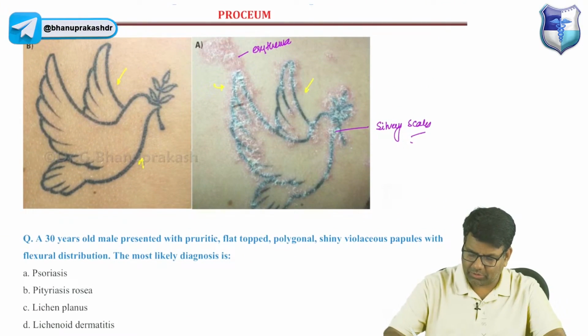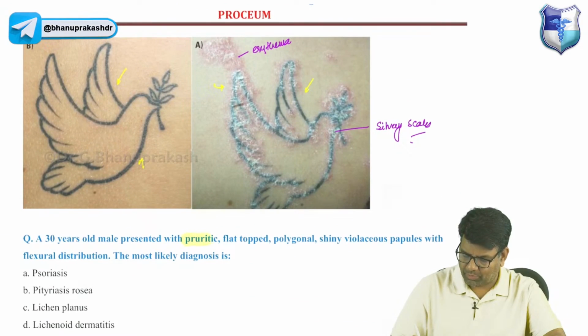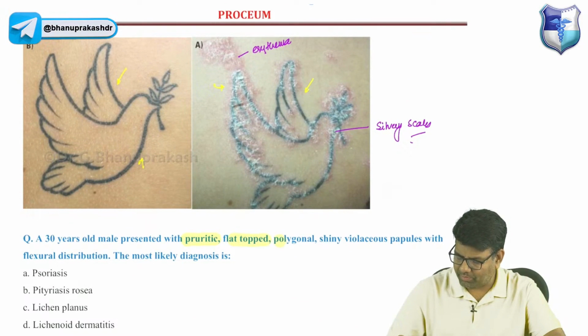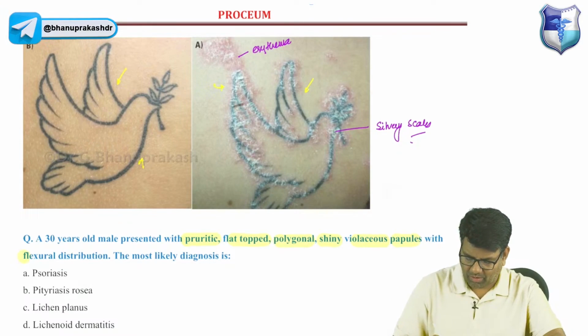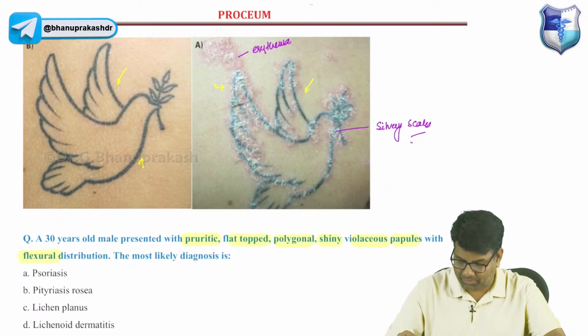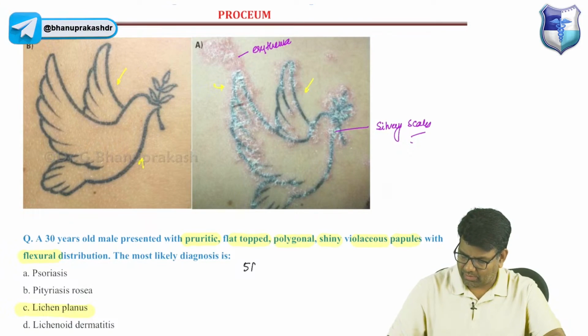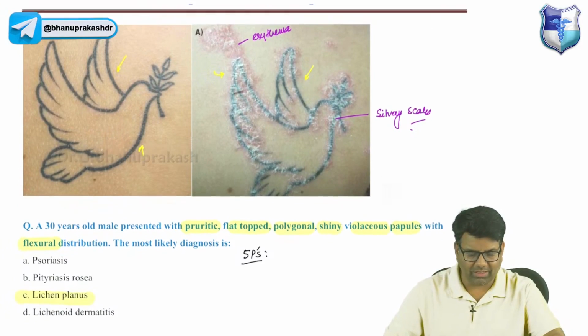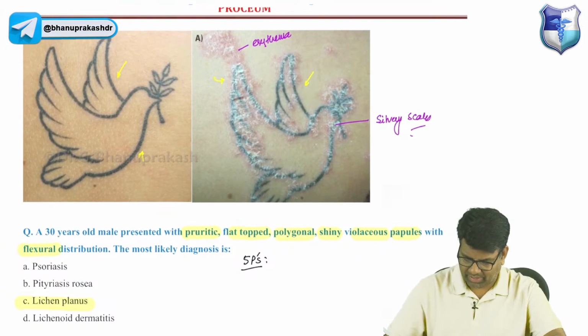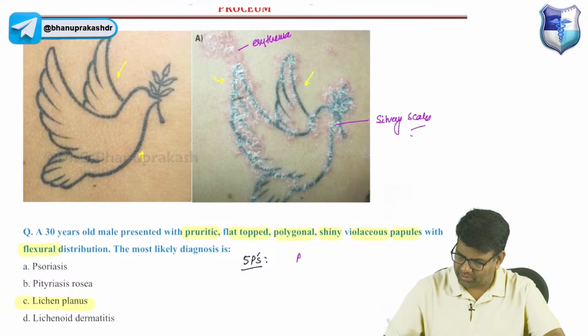Now coming to the next question. A young male presented with pruritic, flat-topped, polygonal, shiny, violaceous papules on flexural aspects. What is the likely diagnosis? Very good. This is a classical presentation of lichen planus, and one must remember the 5 P's of lichen planus. What are those 5 P's?